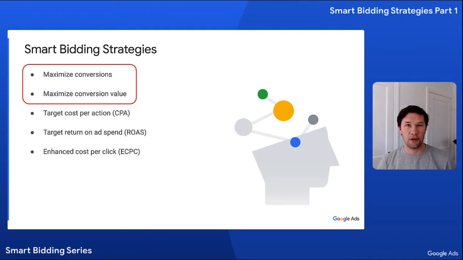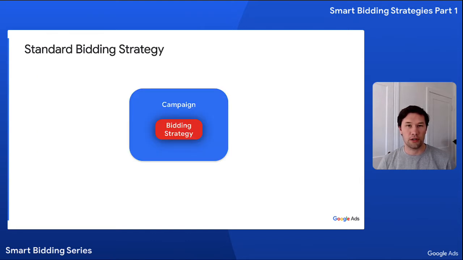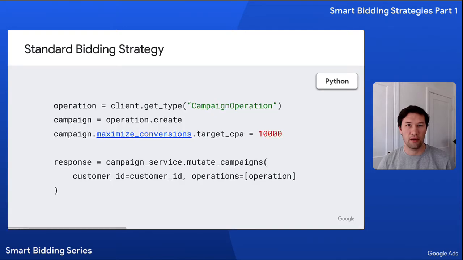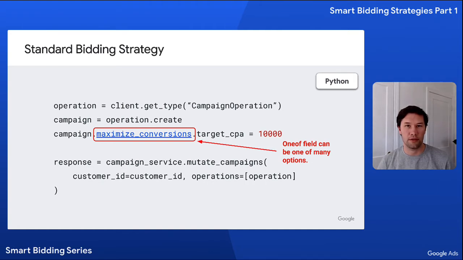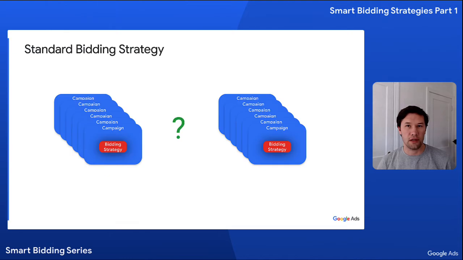Before looking at specific bidding strategy types, let's review the three ways in which bidding strategies can be applied to a campaign. Standard bidding strategies, the most fine-grained way to apply a bidding strategy, are applied directly to a single campaign by setting the Campaign Bidding Strategy One-of field. The benefit of these strategies is they provide more granularity to customize bidding behavior for individual campaigns. But the trade-off is an increased maintenance cost if you want to manage multiple campaigns.